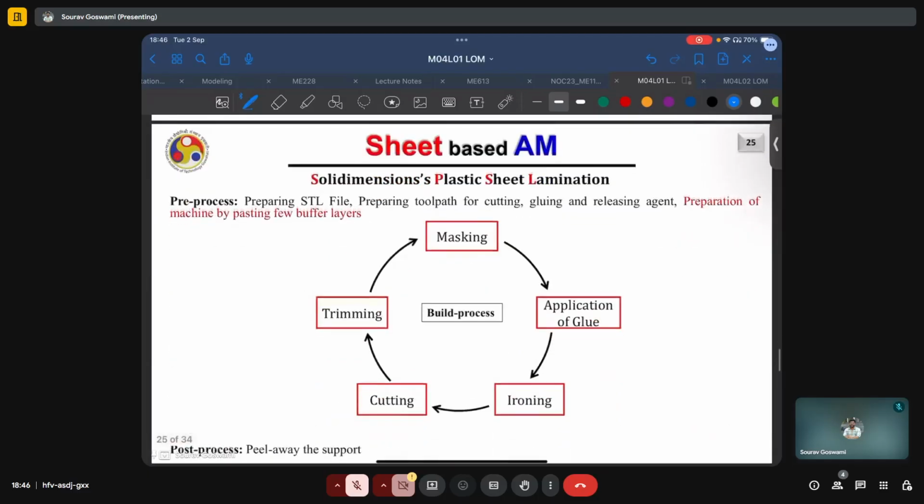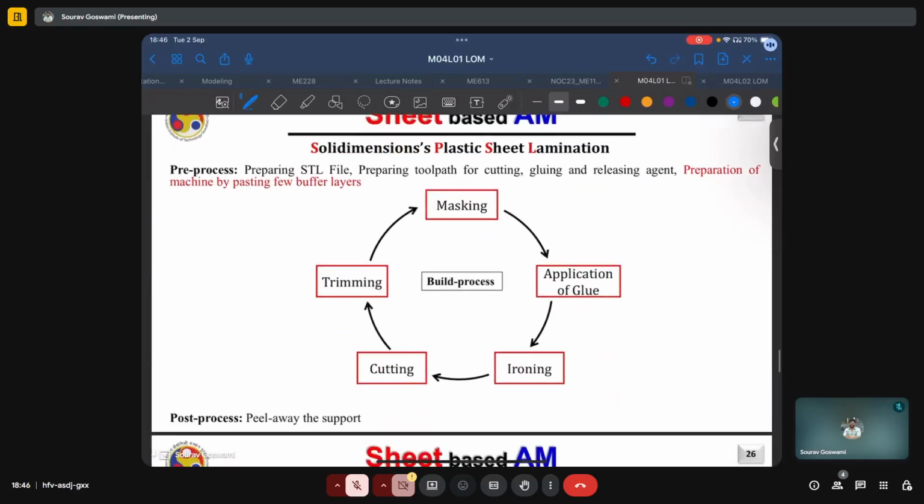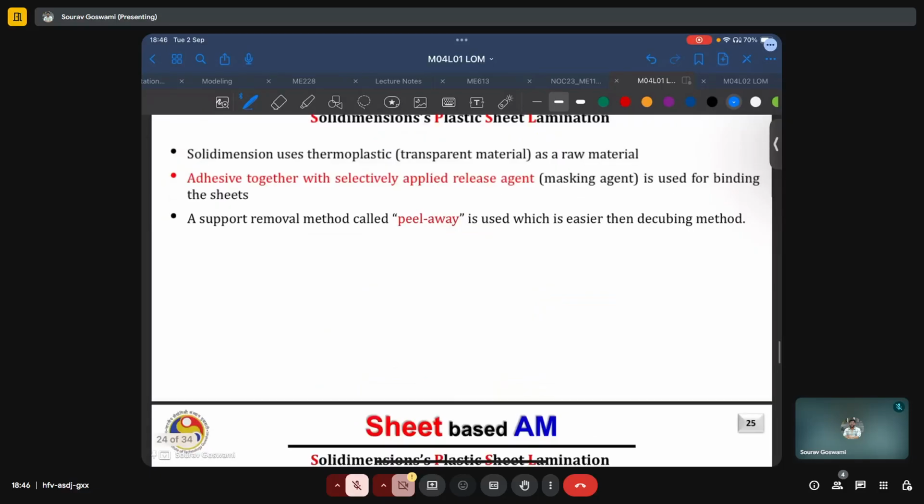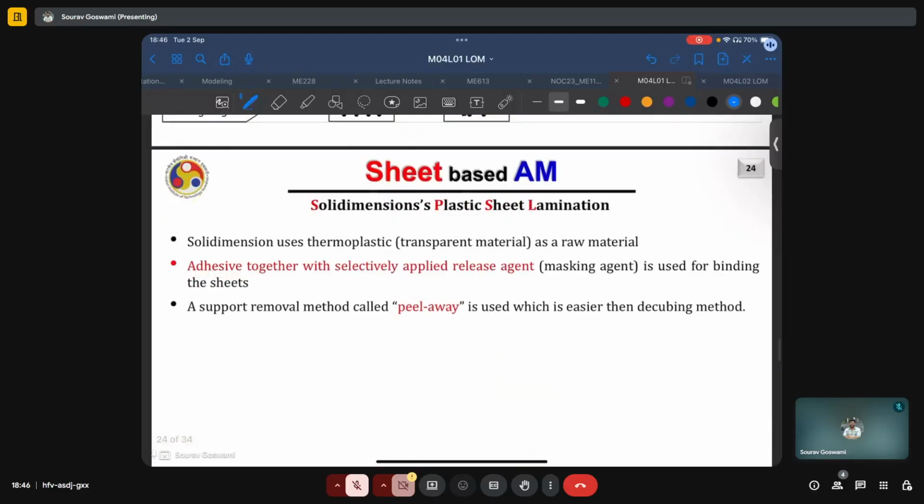And okay, here we also have the process cycle for this, where we have the preparation of the STL file, preparing the toolpath for cutting, gluing and the release agent, the preparation of the machine by pasting first few buffer layer, and so on. Here we saw that there are two things. One is the adhesive itself, and then there is this masking agent or release agent.